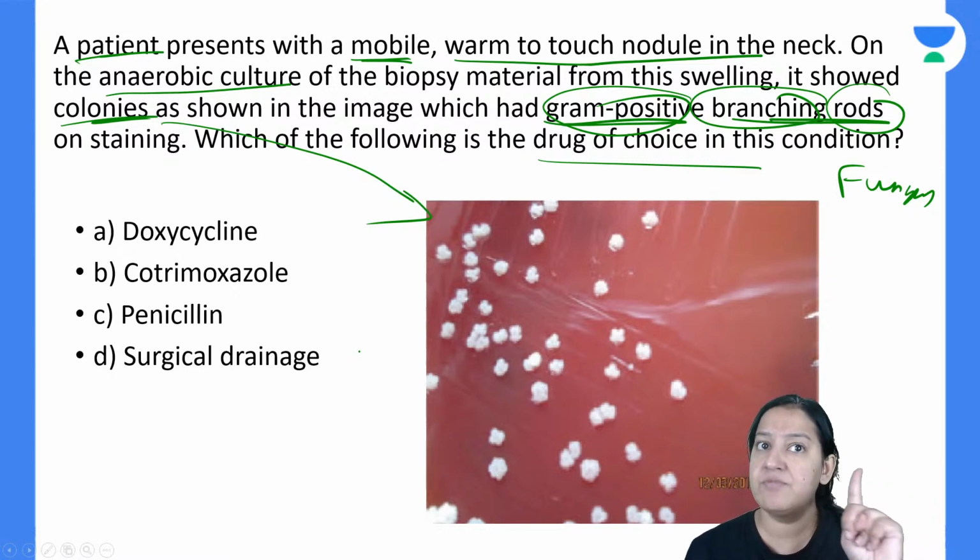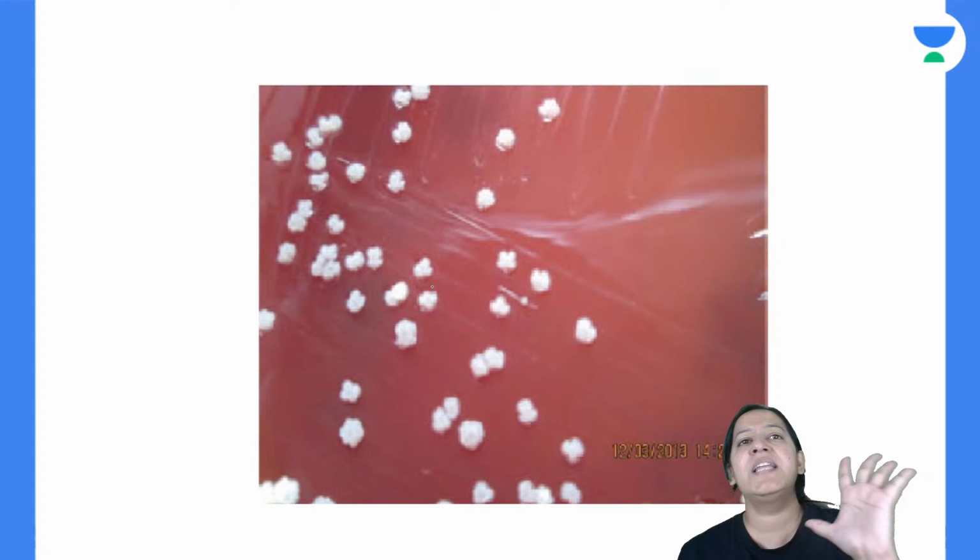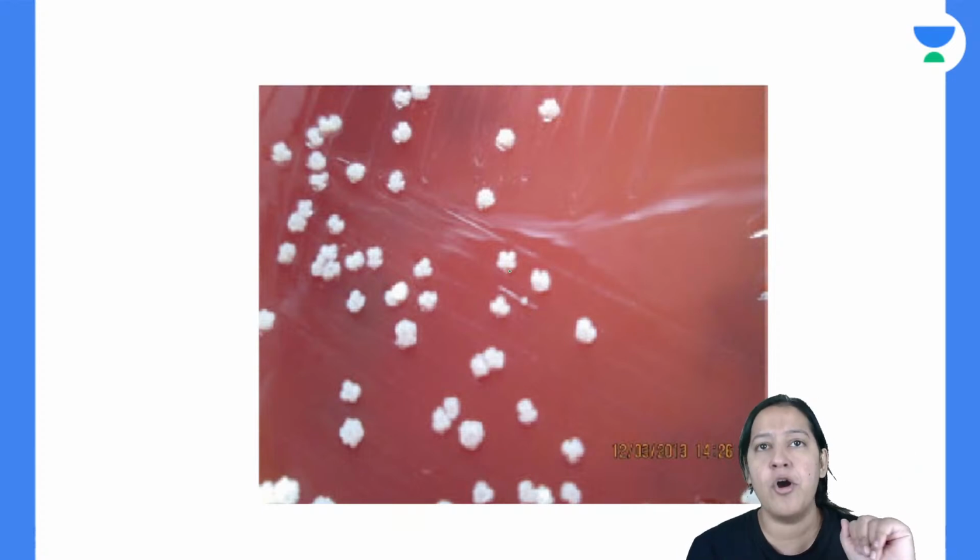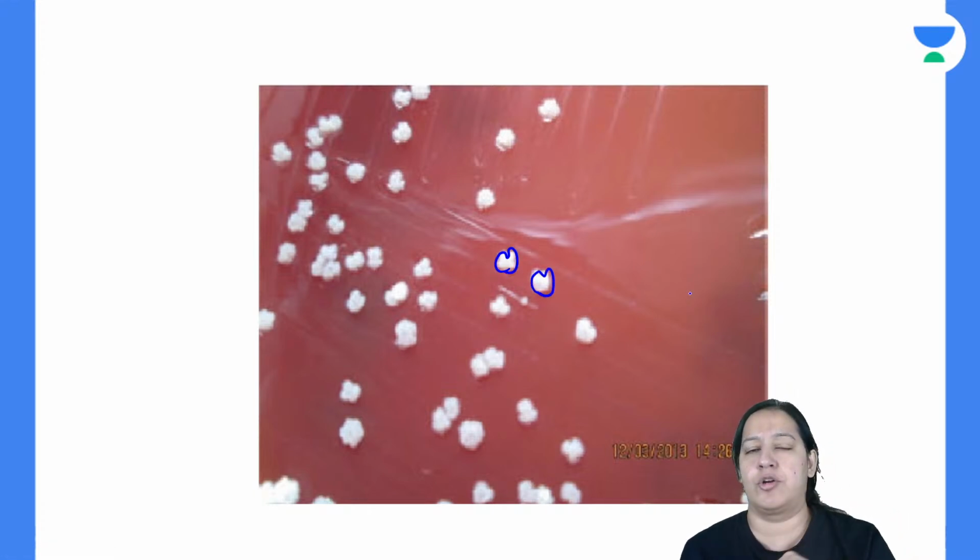So what is the diagnosis? Which bacteria are we talking about? See the diagram, see the colonies, see the shape of the colonies. Can you see white colored colonies shaped like this? It looks like a molar tooth.